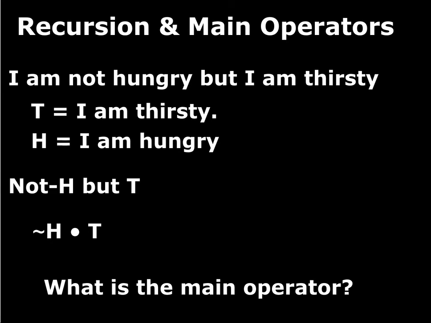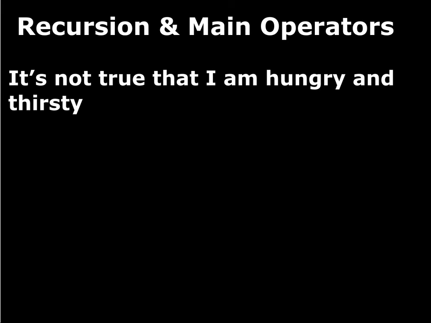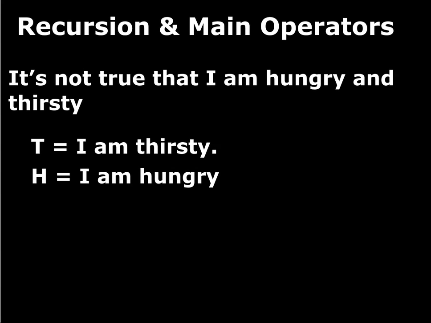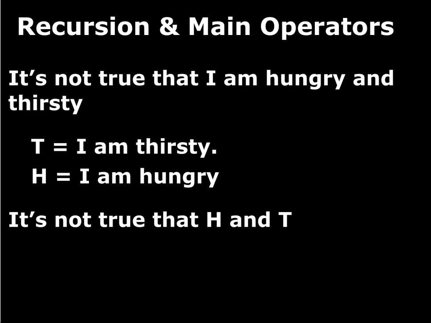Okay. I'm going to give you a slightly different example and you should be able to see what I mean. Let's look at this next example. It's not true that I am hungry and thirsty. What are the atomic statements here? They're the same two atomic statements. I am thirsty, I am hungry. Okay, let's rewrite the original statement. It's not true that H and T. Remember, it's not true that is just the negation operator.